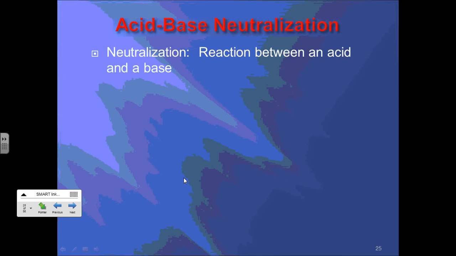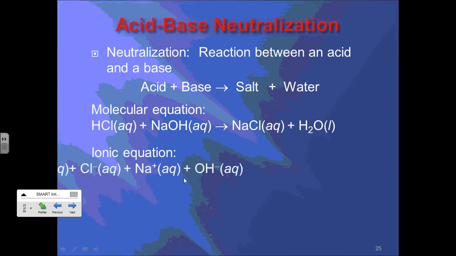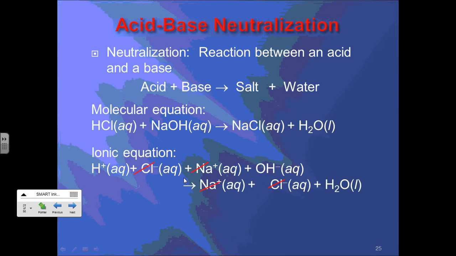Now, continuing acid-base neutralization. Neutralization is a reaction between an acid and a base. In this case, you react an acid with a base to yield a salt plus water. Now, the molecular equation given represents a notable example of a strong acid paired with a strong base that then yields a salt plus water. Rewritten, an ionic equation would be represented in the following way, in which you would have hydrogen ion and chloride ion, and then you'd have a sodium ion and a hydroxide ion. And this would yield the sodium ion, the chloride ion, and water.